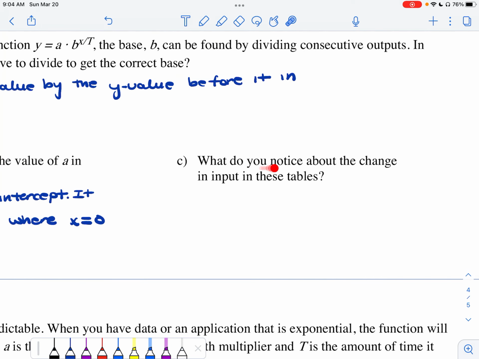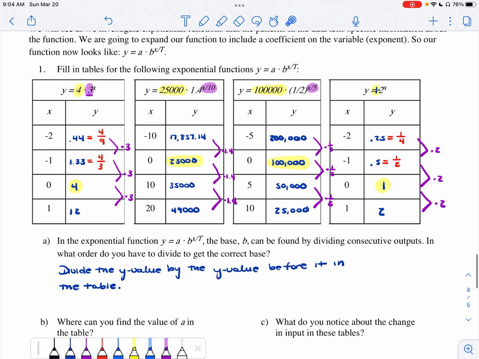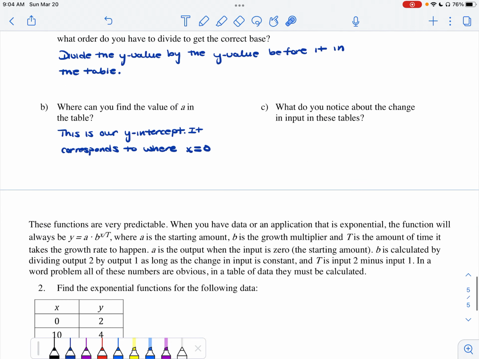All right, and the last question over here, what do you notice about the change in the input values in these tables? So again, we talked about that. We said that what our input values are changing by depends on the t value up here. So the input values are always going to be multiples of t.